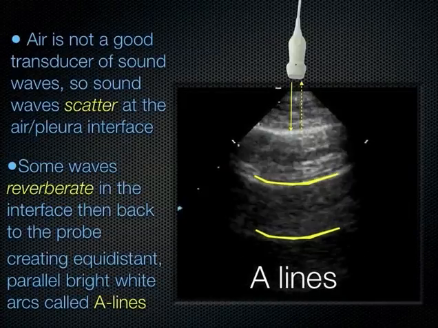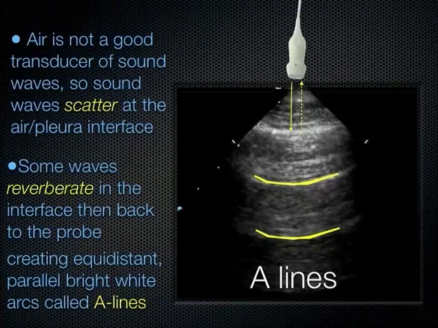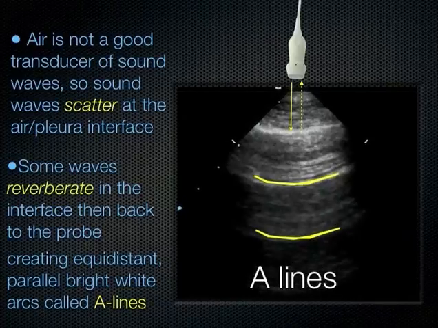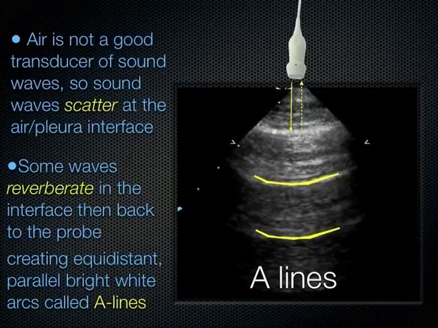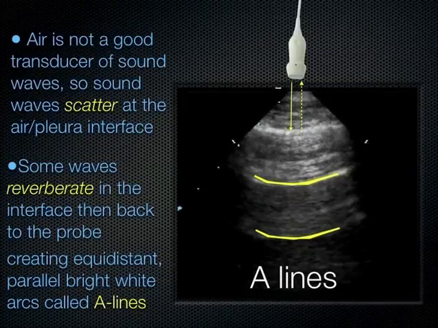Okay, so normal lung will have A lines. Also, pneumothorax will have A lines as well. So A line does not necessarily mean normal, but you will see A lines in normal lungs. Yes, you had a question?